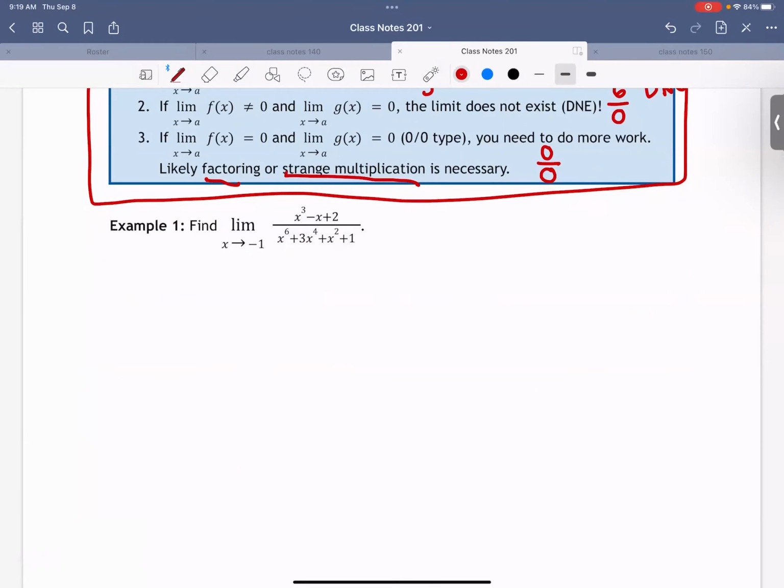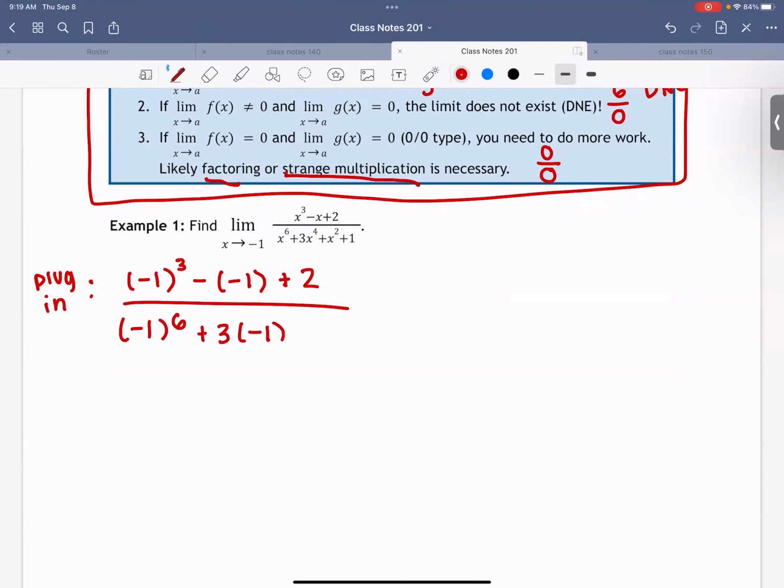We have the limit as x approaches -1 of this function. Looking at my rules, I have to plug it in first, right? So let's do plug in. Plugging in. I don't know why I gave myself such a hard thing to plug in, but let's try this. We want to plug in -1 into our function: -1 cubed minus -1 plus 2 over -1 to the 6th plus 3 times -1 to the 4th plus -1 squared plus 1.